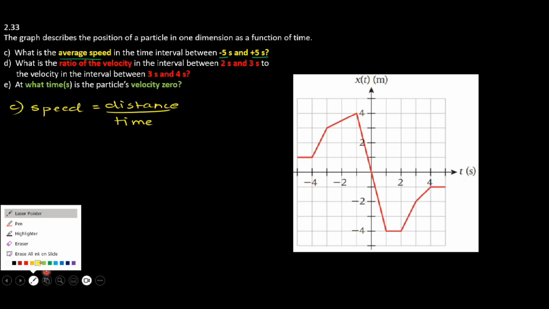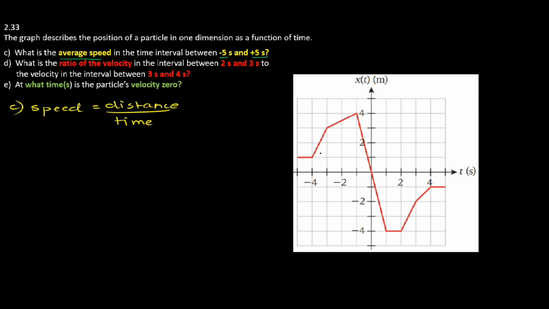So when I take the initial and final points, I'm starting from -5 here, this is my initial time, and we are going until +5, which is my final time. So between this time interval, I need to find the length of each and every path the particle has taken and then add all of them to find my distance. So let's take the path length for each line here.